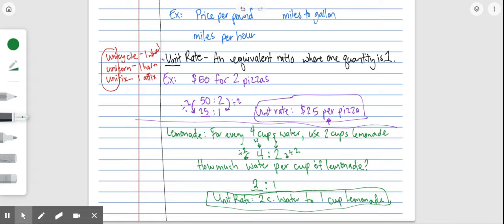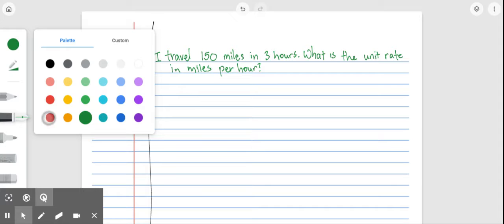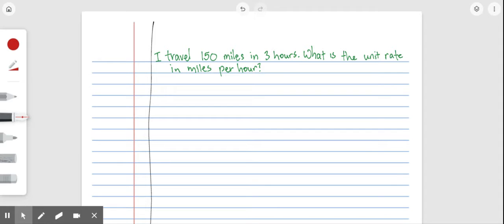All right. I'm going to start on a new page. So make sure you have this written down. Okay, so this question says, I travel 150 miles in 3 hours. What is the unit rate in miles per hour? So take a minute, pause this, write that down. And then the question here is, what is the unit rate in miles per hour?